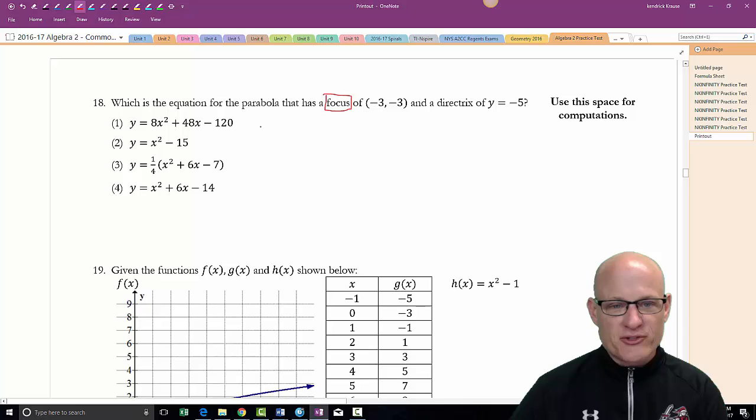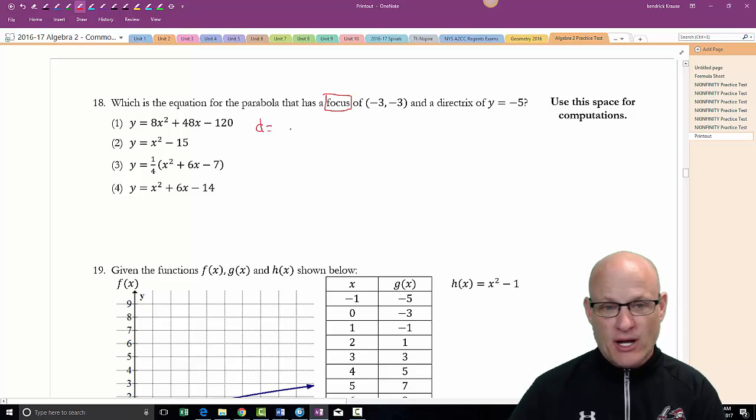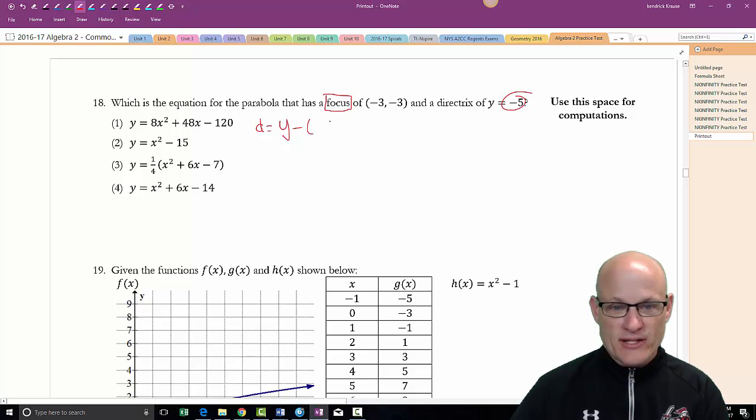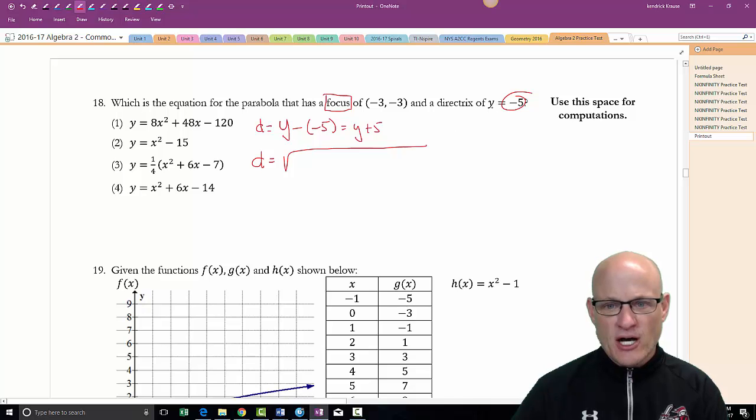So in order to do this, you got to find your two distances. I'm going to show you an easy way and a hard way to do this problem. Hopefully we get through both of them. So distance is equal to y minus the directrix. Well, that's -5, so that's y plus 5. And my other distance is going to be equal to the distance between some point x, y on the graph and our focus.